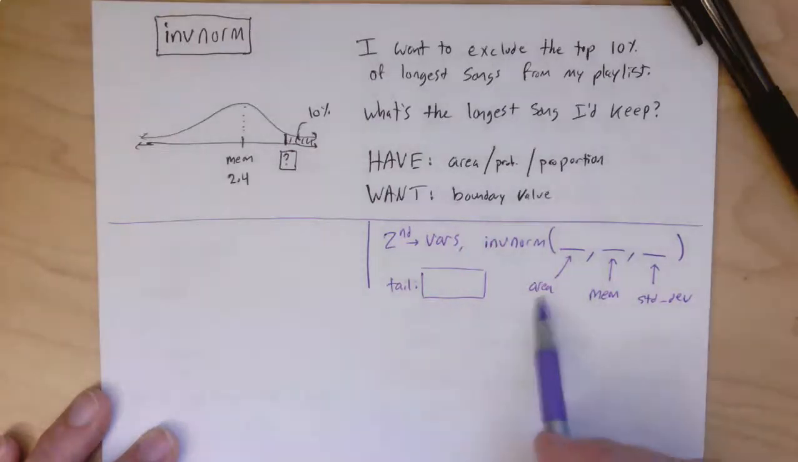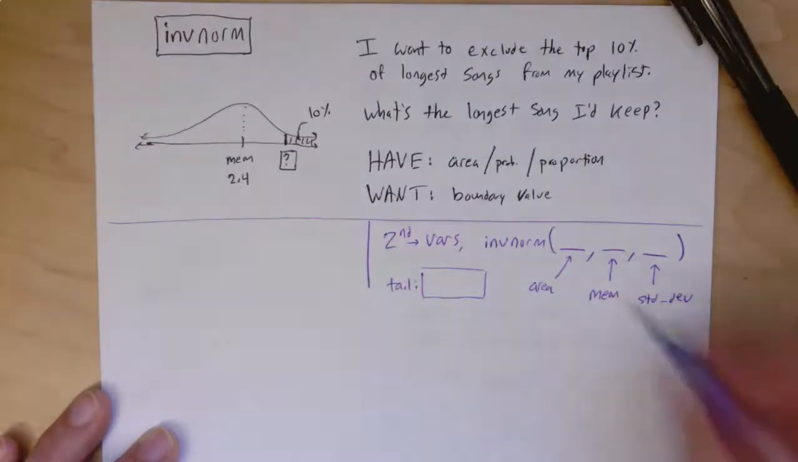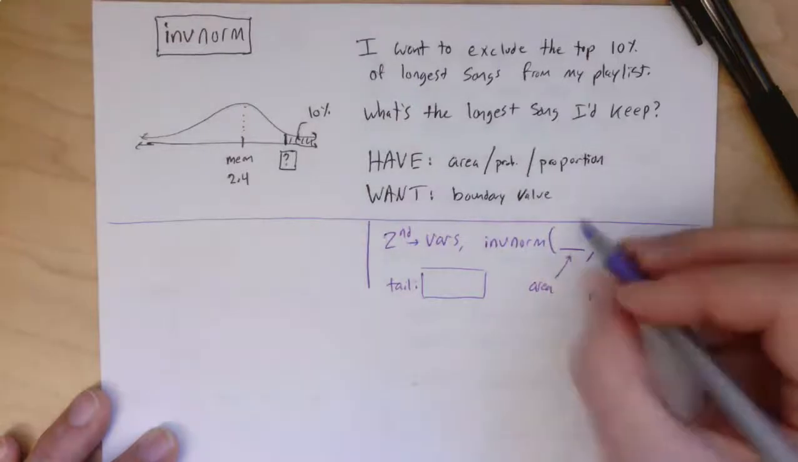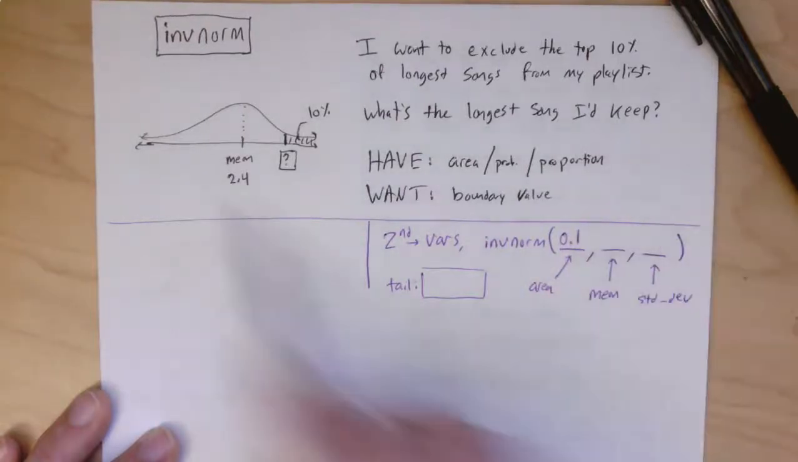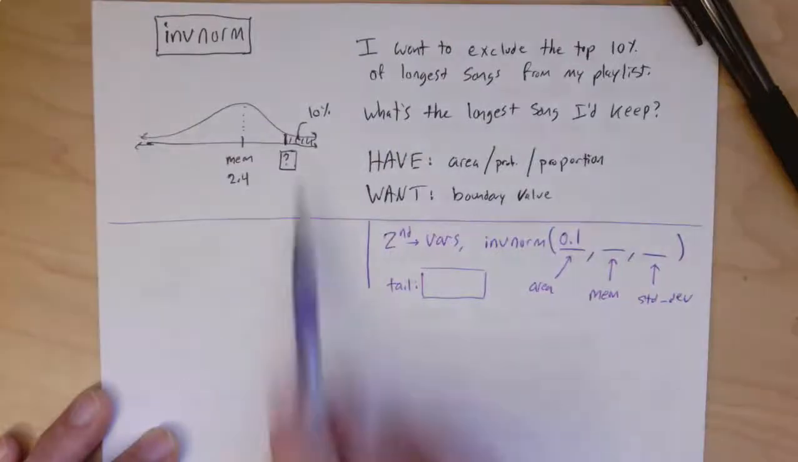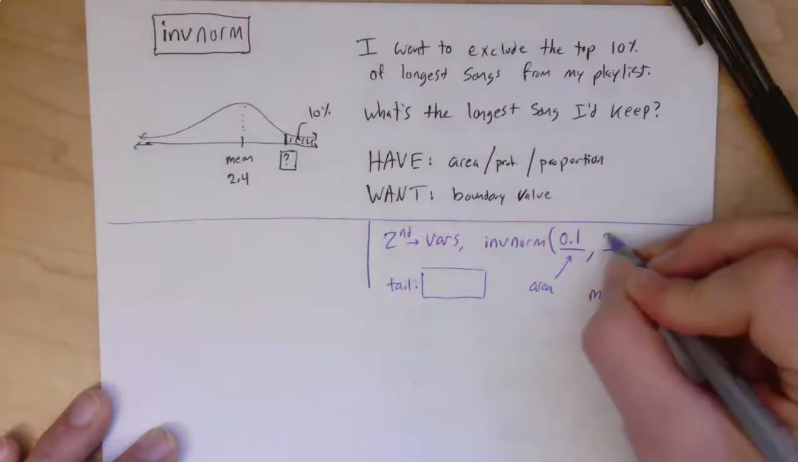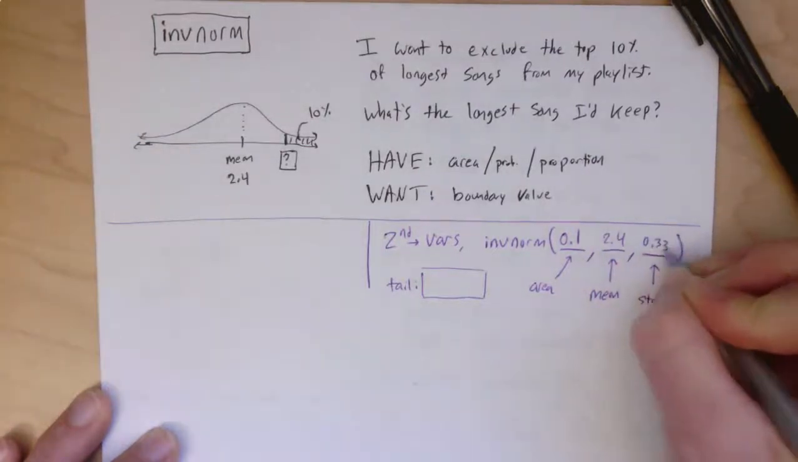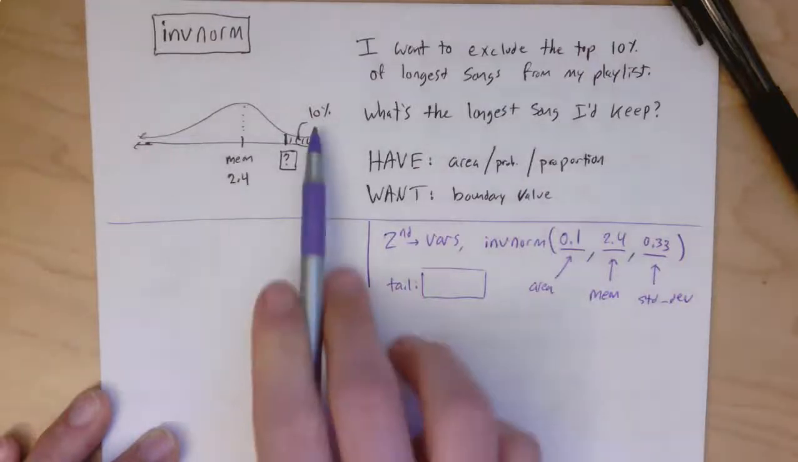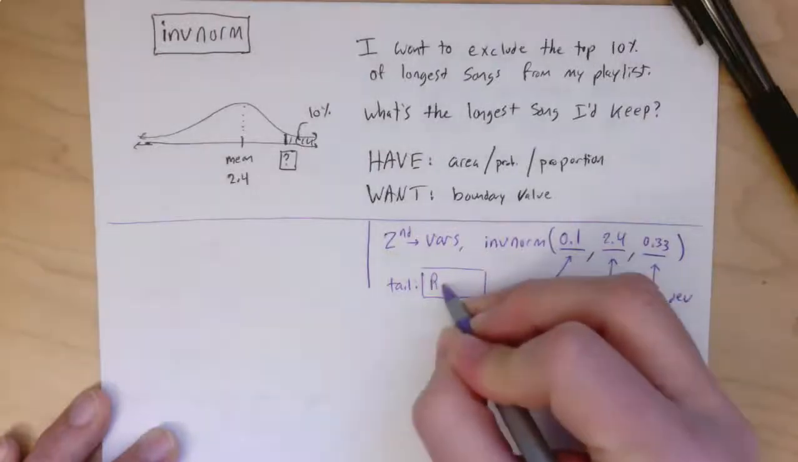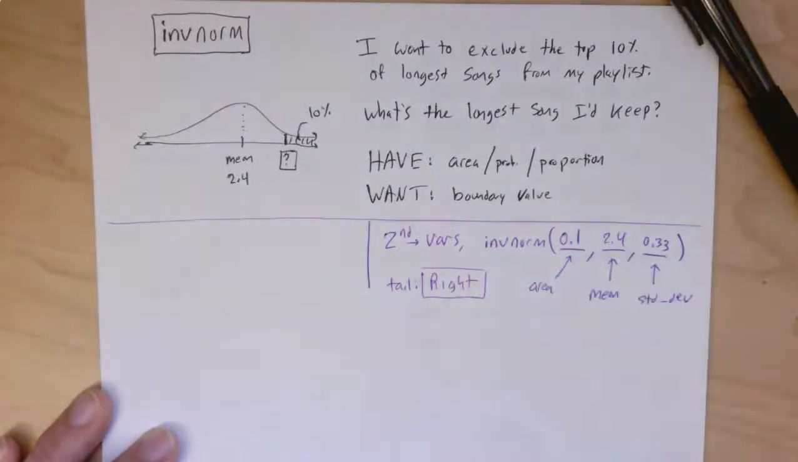We tell it what's the area that we're interested in finding the boundary value for. So this is 10%, but you wouldn't actually put 10. You would express it as 0.1 because the area under this entire curve is 1. And so this can't be 10 because that's too big. It would have to be 0.1. And give it the mean and the standard deviation, which is the same as before. Here, because we want the 10% to be to the right of our boundary value, we would say tail is to the right. And not everybody has that option, so I'll show you another thing you can do in just a second. But when you hit return, that will actually tell you what the boundary value is.